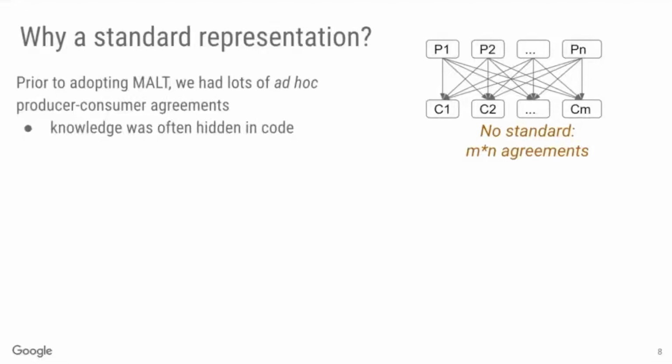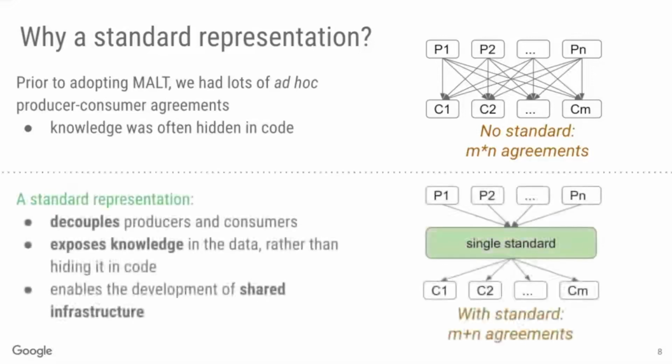Okay, so a little bit more about why we need a standard representation. Before we had MALT, it's not that we didn't have models before, it's just that they were very bespoke to certain interactions between producers and consumers. So there were bilateral agreements between a producer and a consumer as to how data would be defined and exchanged. And a lot of the information about the structure of the network was hidden in code. So obviously a standard representation gives us this decoupling of producers and consumers. We try to capture all of the knowledge about the network in the data in the model itself, rather than having it sitting in code.